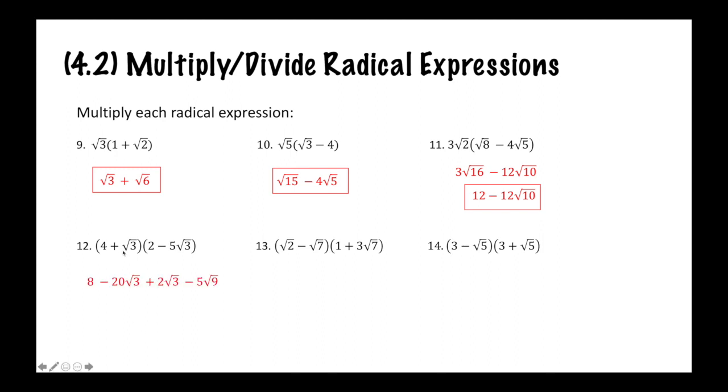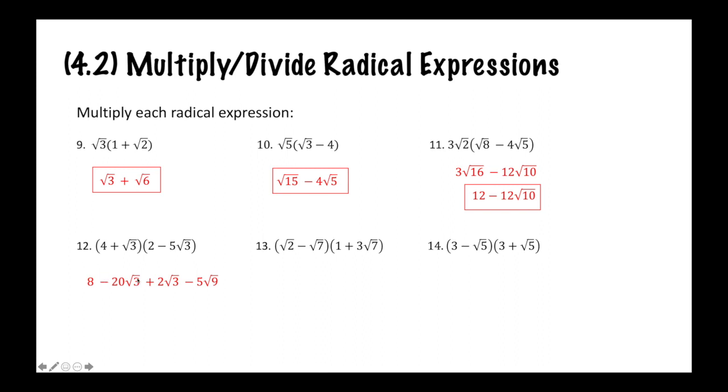What we should end up getting here, and I use the double distribute method, I did 4 times 2 and got 8. Then I do 4 times negative 5 root 3, giving me negative 20 root 3. Then root 3 times 2, which is 2 root 3. And then finally root 3 times negative 5 root 3. Well, with that, I've got a 1 times a negative 5, which is negative 5. Root 3 times root 3 is going to be the square root of 9.